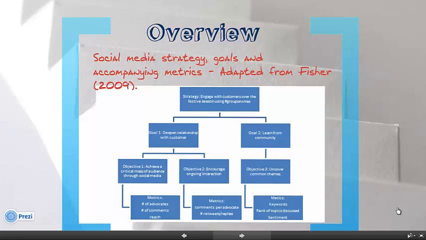Goal 2 is to learn from the community. The objective 3 for this will be to uncover common themes, and the metrics that we want to find will be the keywords, the ranks and topics discussed, and the sentiment.